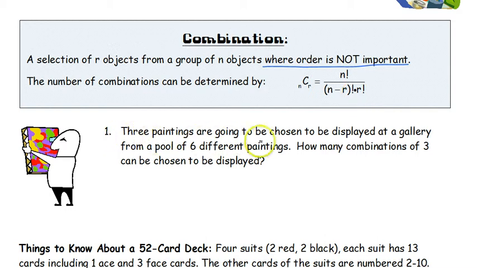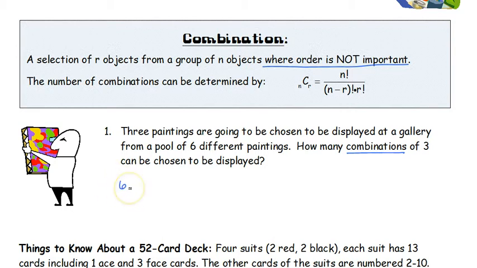So 3 paintings are going to be chosen to be displayed in the gallery from a pool of 6 different paintings. How many combinations of 3 can be chosen to display? So here, order doesn't matter. We're not in a contest. We're not going for first place or second place or third place. All we want to do is pick any 3 of those paintings to put them up on the wall. It doesn't matter who goes up on the wall first and who goes up on the wall last. They're still up on the wall.